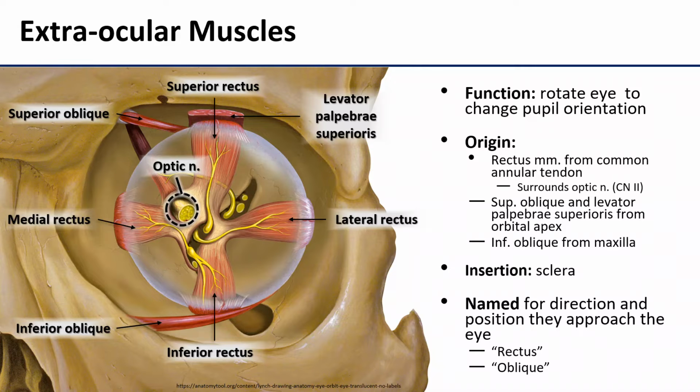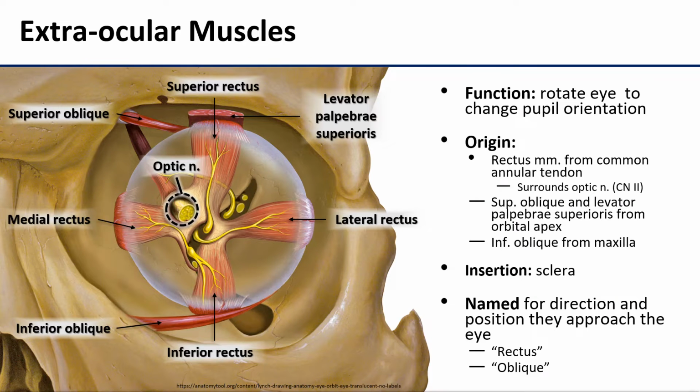One major exception here is the levator palpebrae superioris, or this muscle right up here. That attaches to and is used to lift up the upper eyelid. All right, with one exception, all of these muscles originate posteriorly in the orbit. That exception is the inferior oblique muscle, this guy right here, which you can see originating from the anterior maxilla.